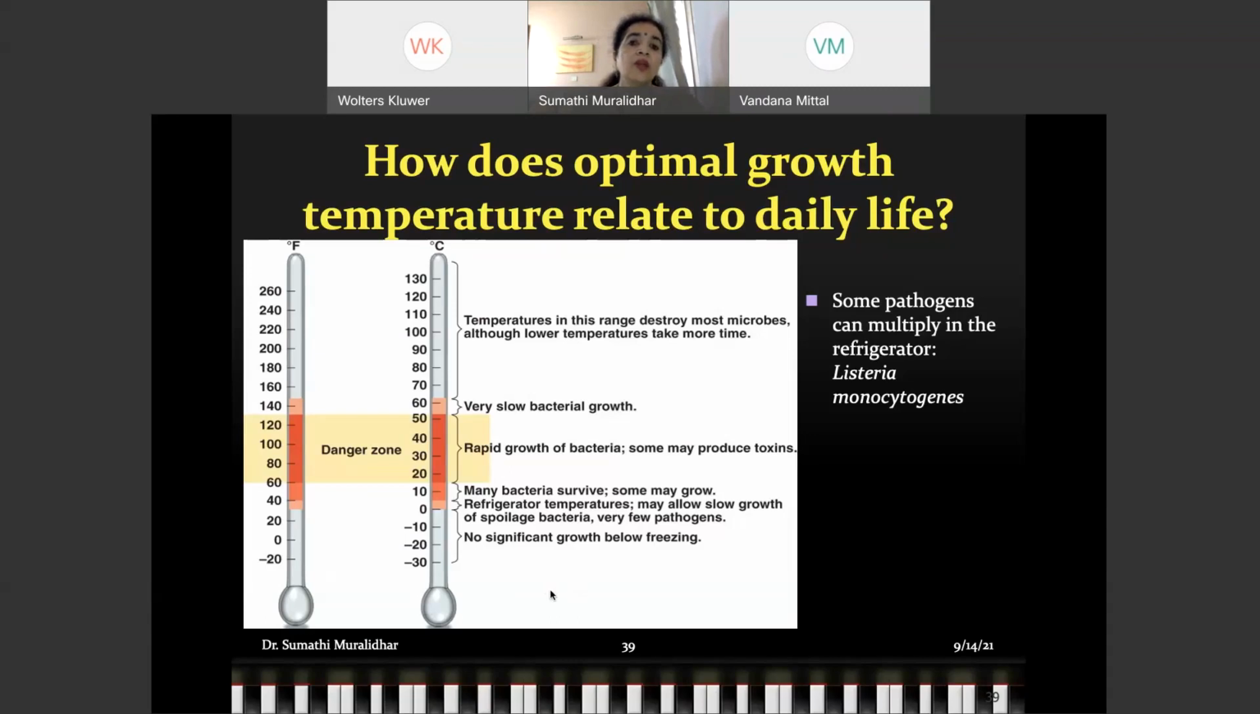Why did we arrive at that 121 degrees? That's because most of the bacteria, including the spore forms, are all destroyed by about 120 degrees centigrade. So we increase that by about 1 degree so that we ensure that all life forms and all bacteria will be destroyed at that temperature. That's why all our autoclaves function at 120 degrees centigrade.